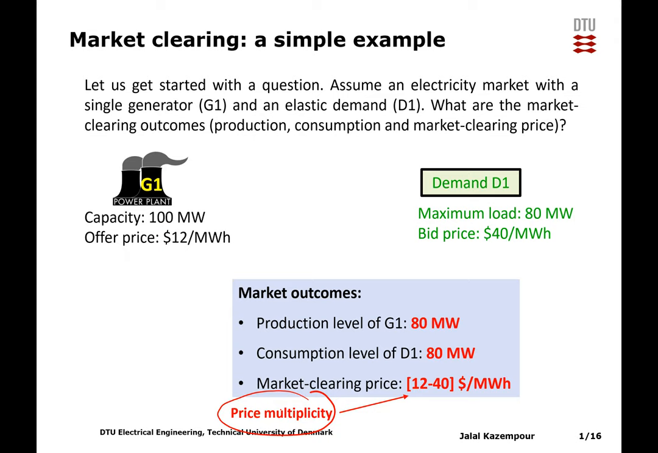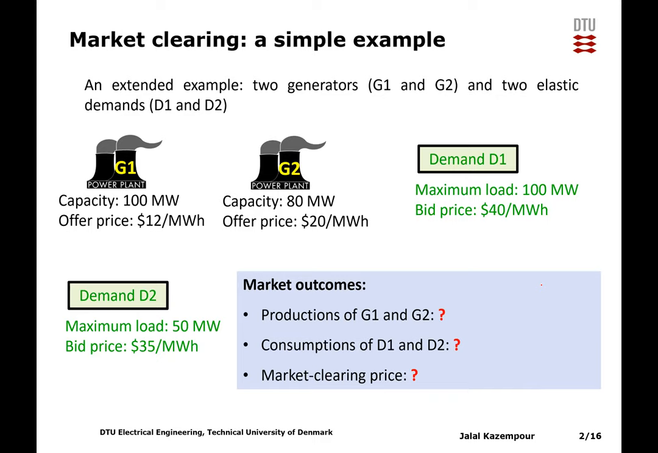Okay, let's extend our example a little. Now assume that we have two thermal generators and two demands. What do you think now? What are the production levels of G1 and G2 and the consumption of D1 and D2? Maybe you can write your answers in the chat box.